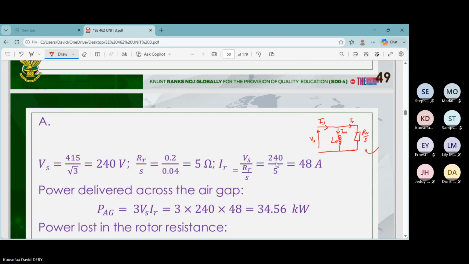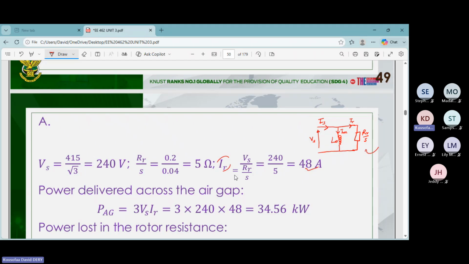So calculating for IR, we've seen the formula already, right? So you just take this loop, which is Vs is equal to IR multiplied by RR over S. So we know S already, we know RR, we know Vs, which is the phase value, and we make IR the subject. So when we do that and substitute in the values, we are going to obtain 48 amps.